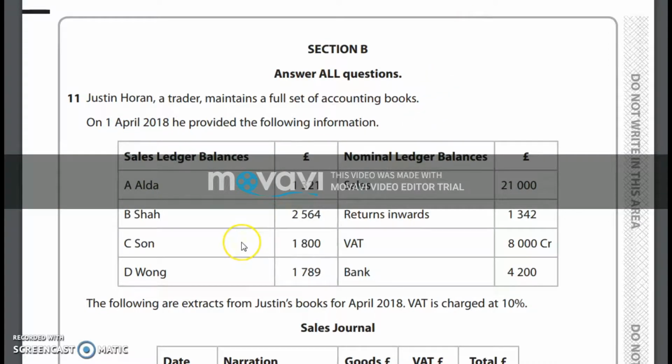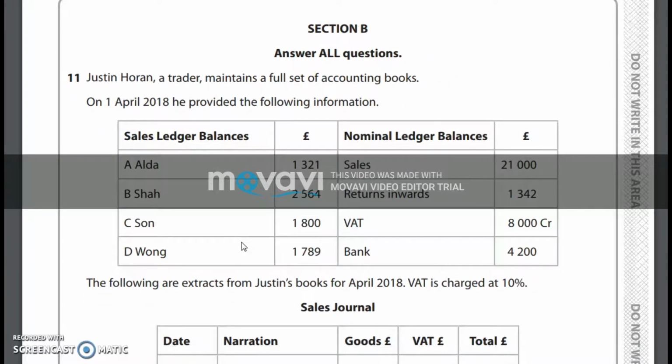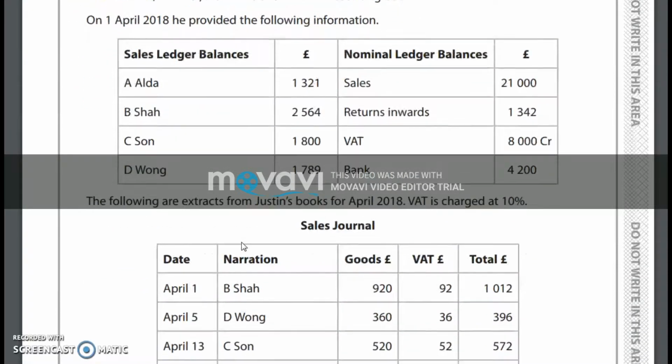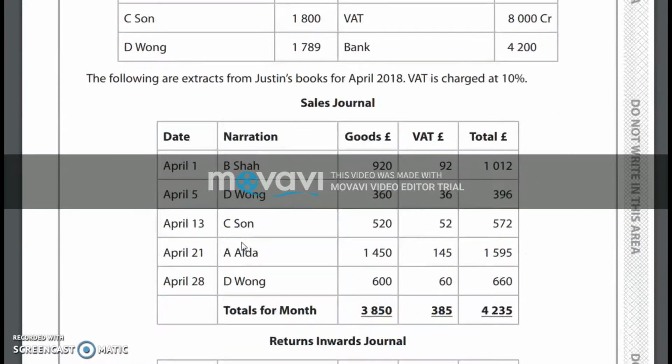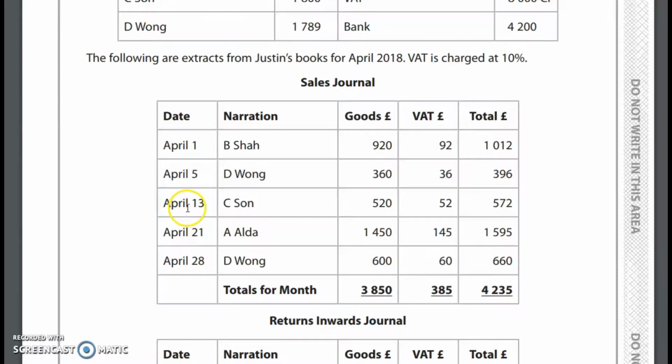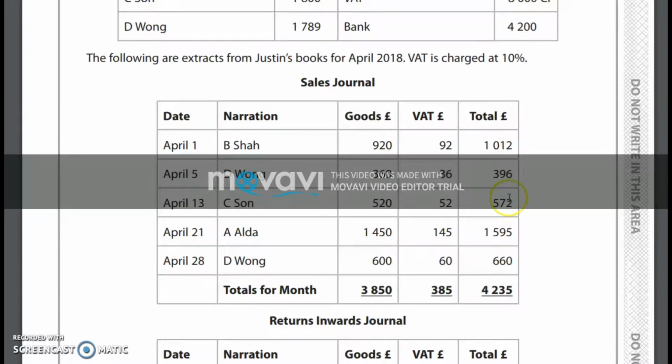After you enter the opening balance, next you have to go through the rest of the question and see what are the other figures relevant to CSUN. As you can see, in the sales journal, we have CSUN mentioned on April 13th. So on April 13th, CSUN has bought goods worth 572. In other words, the trader, Justin, has sold 572 pounds worth of goods to CSUN.